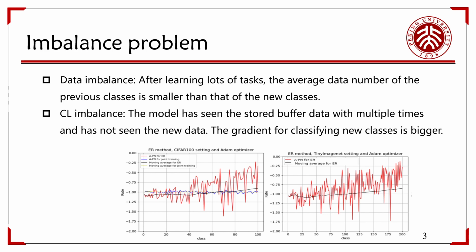Another is the continual learning imbalance. We measure this imbalance using the gradient rate. The model has seen the stored buffer data many times, but it is the first time for the model to see the training data of a new class. So the logit and gradient of the new class are usually bigger than those of the previous classes. Using the gradient rate, you can see that the gradient rate of the new class is usually bigger, and the previous classes' gradient rate is usually smaller. That means the model has a bias toward the new class.